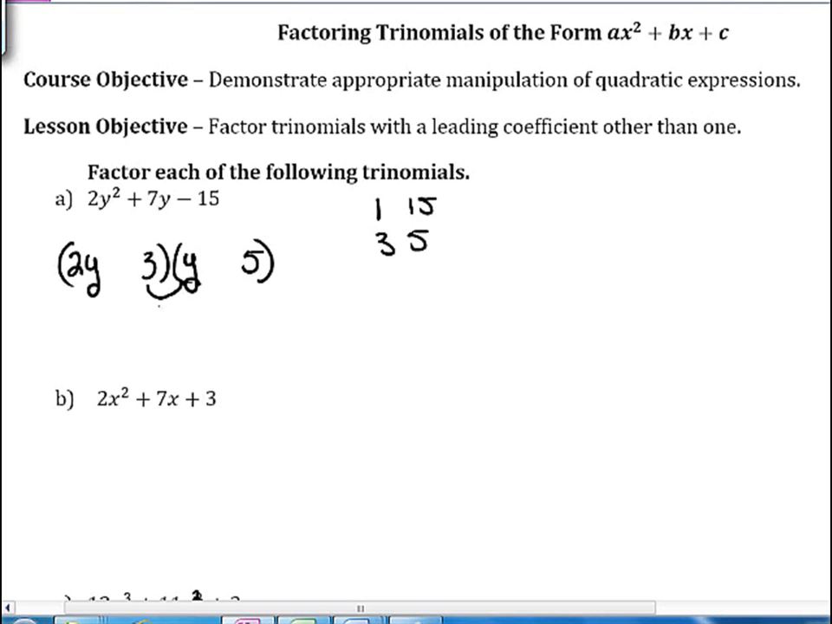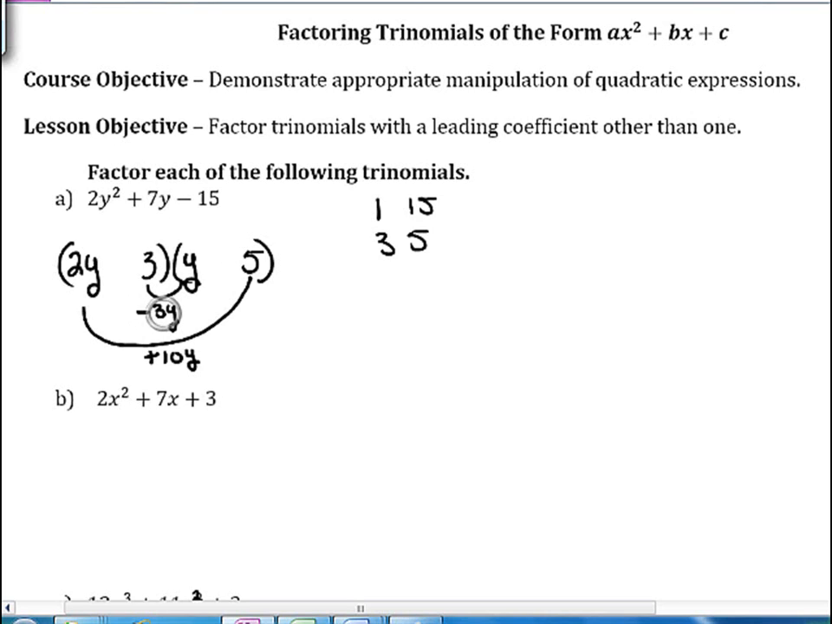When we multiply the inners together, we would get 3y, and when we multiply these outers together, we would get 10y. So is there some way for me to make 7y using a 3y and a 10y? And there is. I want the 7y to be positive, so that means I want the 10 to be positive and the 3 to be negative. And when we add negative 3y and positive 10y together, we do get the 7y in the middle that we need.